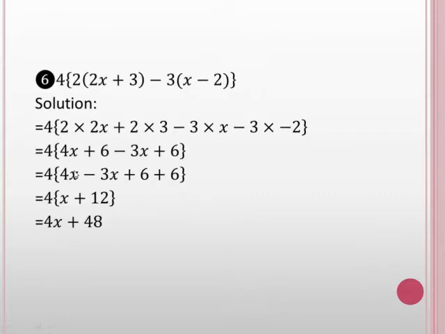Now 4x minus 3x, and 6 plus 6. So the answer is x plus 12. We multiply this 4 with both terms and we remove these curly brackets here. So we write 4x plus 48.